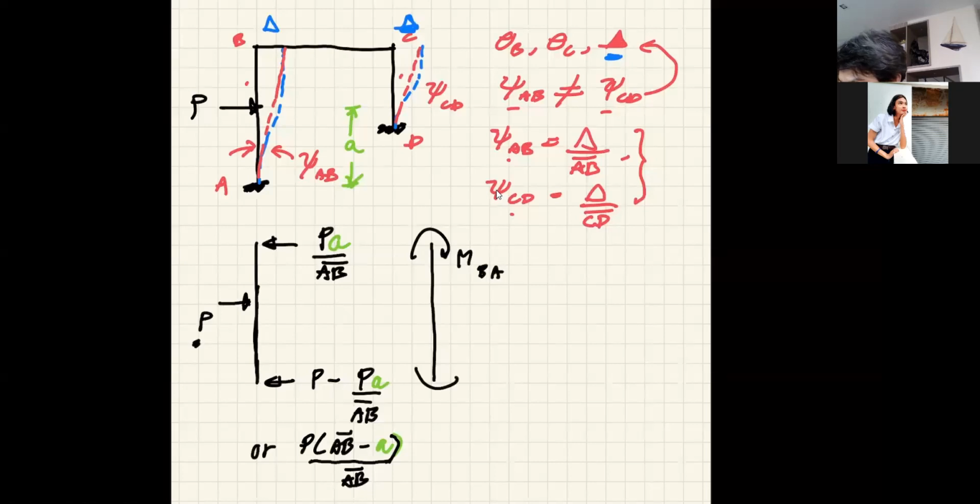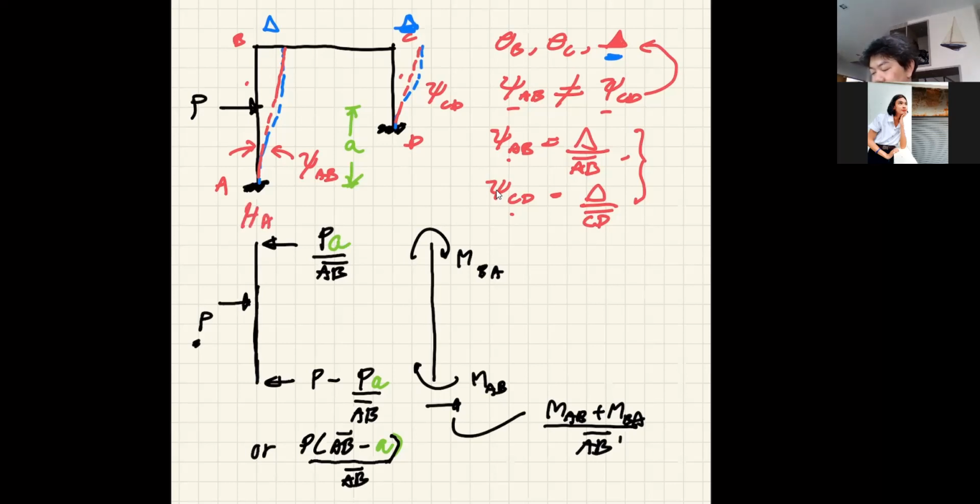MBA and then MAB. And so you can have your shear term. This becomes MAB plus MBA over the length AB, right? Then you just sum them up, okay? And come up with the correct HA and put it in your equilibrium equation. So that these two terms will give you HA, and HD is the same.